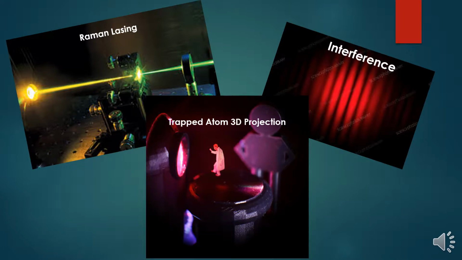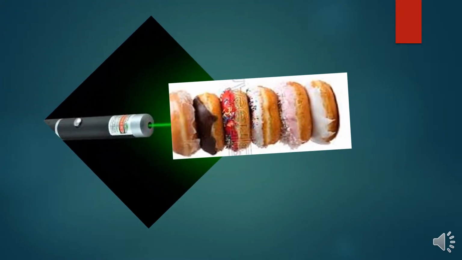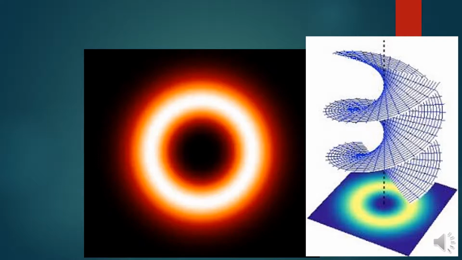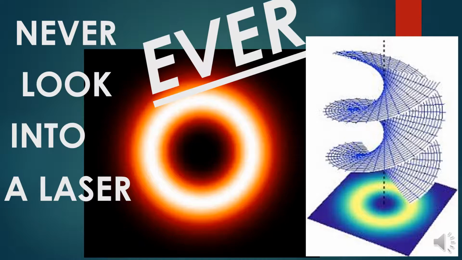But another exciting thing that can be created with lasers is donut beams. No, not this kind of donut. This kind of donut beam. They are called donut beams because of a phase singularity at their center, making them look like donuts when observed face on. I will take this chance to remind everyone, never look into a laser. Ever. Just don't do it.